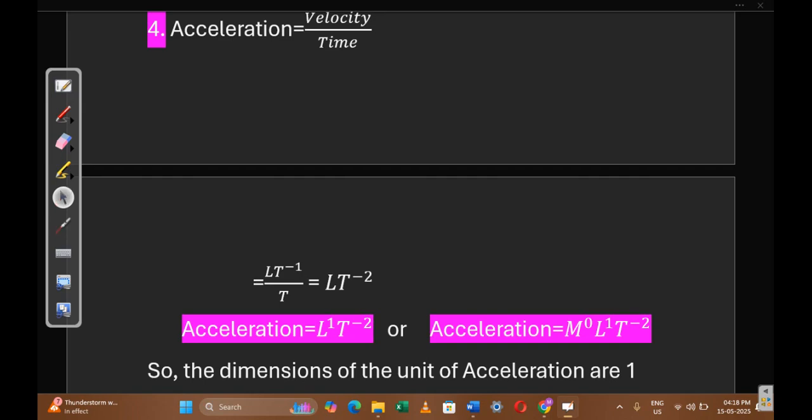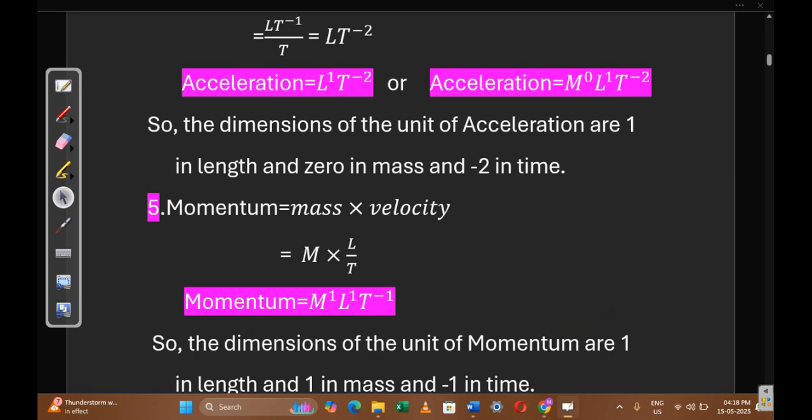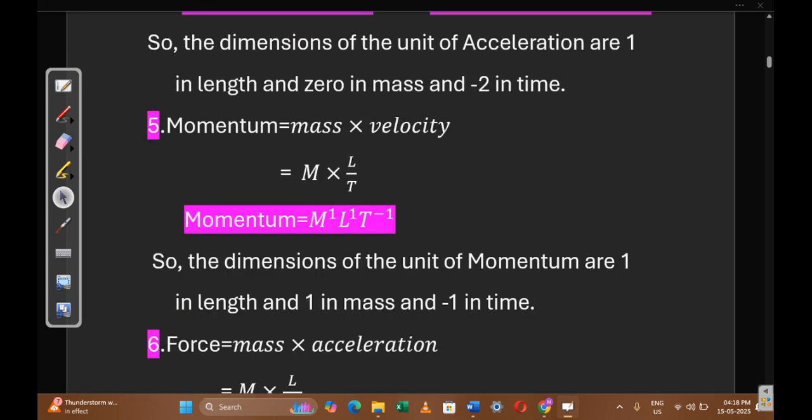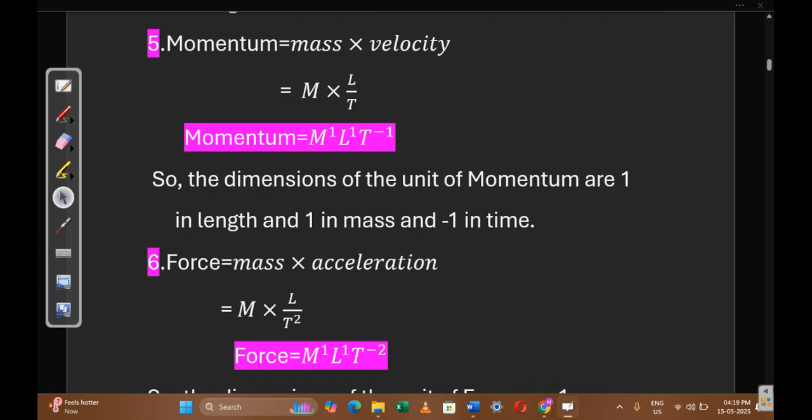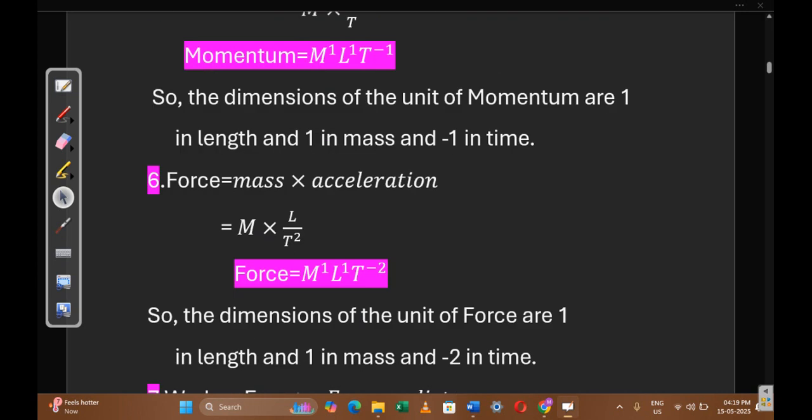Next one is momentum. Formula for momentum is mass into velocity. Dimension formula of mass is capital M. Velocity is L T inverse. So the dimension formula of momentum is M L T inverse. Next one is force. Force means mass into acceleration. Mass is expressed in capital M, and acceleration is L T power minus 2. So the dimension formula of force is M L T power minus 2.